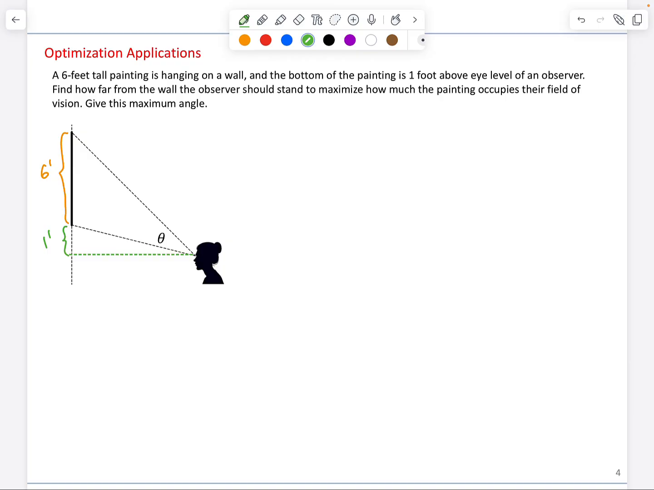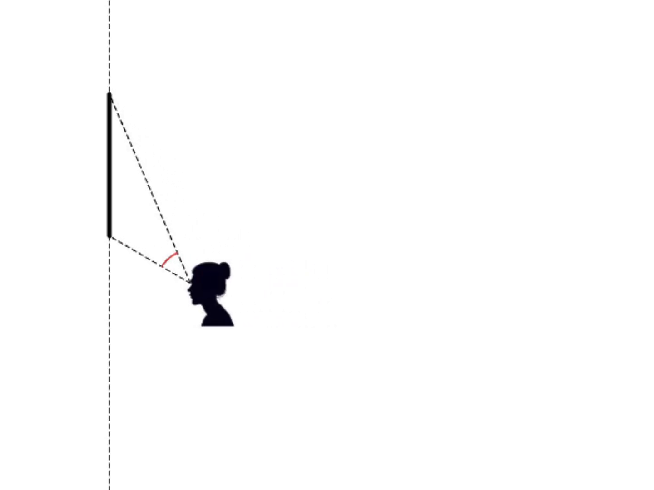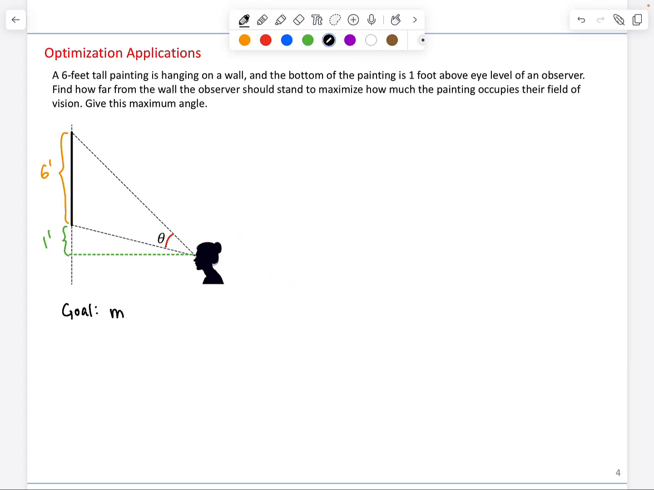Now, this observer will have the best view of the painting if they position themselves in such a way that this angle theta is maximized. Using technology, you can see that as the person approaches the painting, the angle will have some maximum before it decreases again. So our goal is to maximize theta by controlling how far the person should stand from the painting. We'll call that horizontal distance x. This triangle right here is not a right triangle. However, this triangle is a right triangle, and so is this triangle.